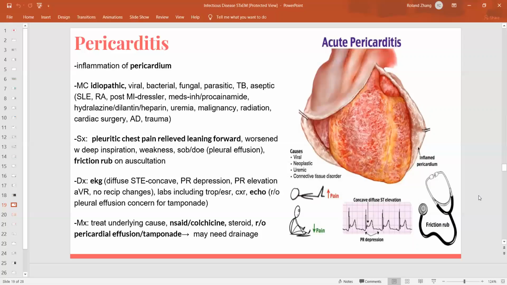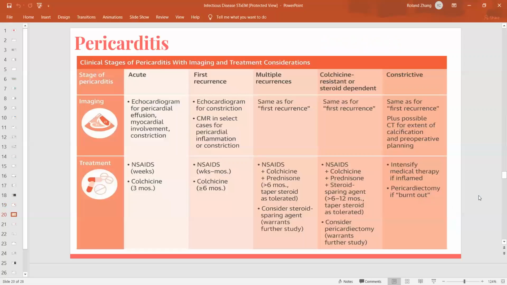And the way you treat this is with an anti-inflammatory. NSAID and colchicine have been shown to be effective, plus or minus steroids. And if they have pericardial tamponade or effusion, you drain it, of course. Next slide. Just to give you a little information about pericarditis and how you treat it and image it.